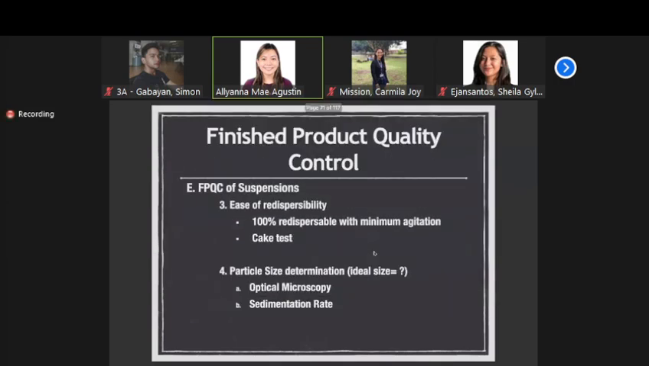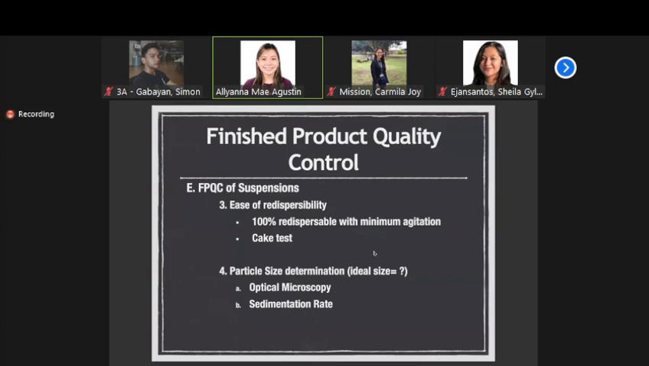Next. So, ease of redispersibility, no? It should not require overly forceful agitation or shaking just to redisperse. So, for ease of redispersibility, minimum shaking should already redisperse our suspension.